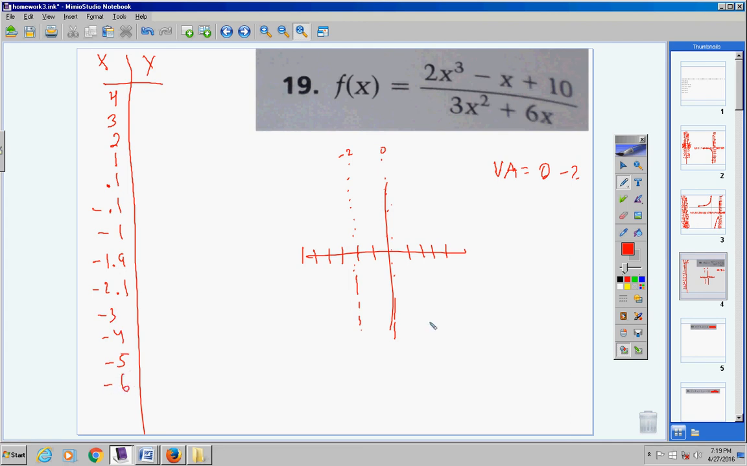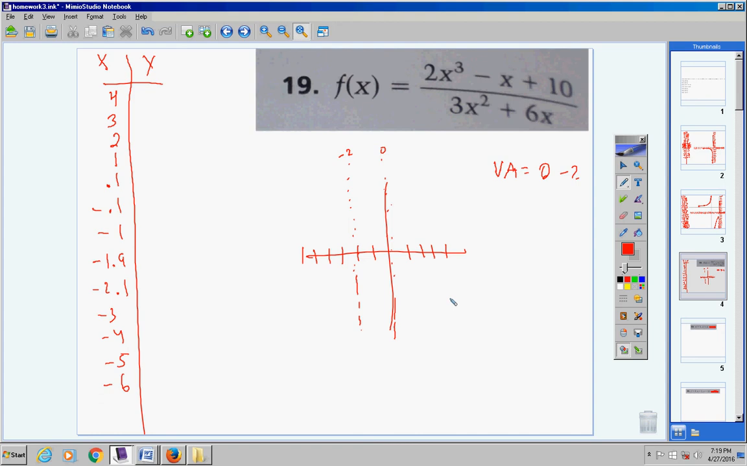negative 6. Alright. Let me quickly grab my calculator here and type this top numerator in my calculator: 2x cubed minus x, or negative x, plus 10. Close the parentheses. And then divide it by 3x squared plus 6x. And close the parentheses. Now we'll go to our table and we'll see what we have here, okay?